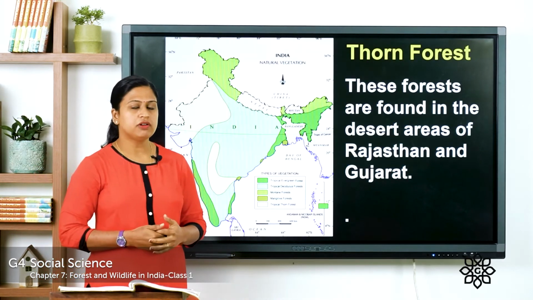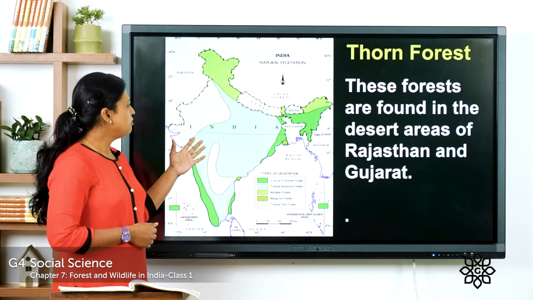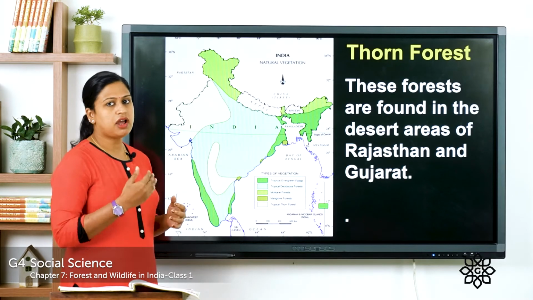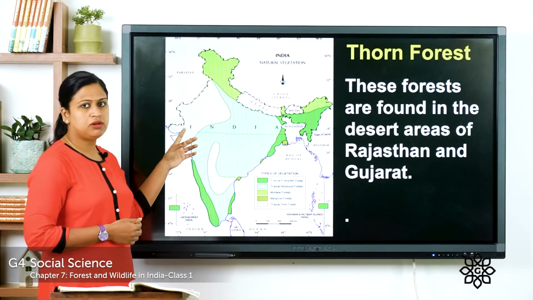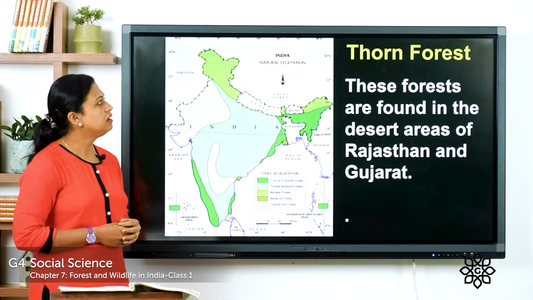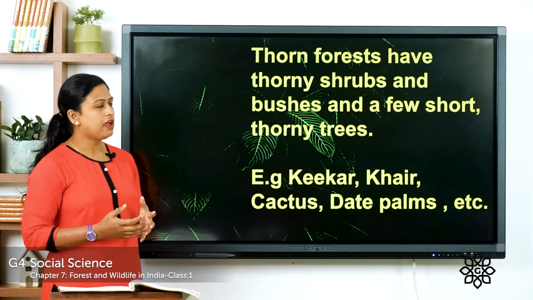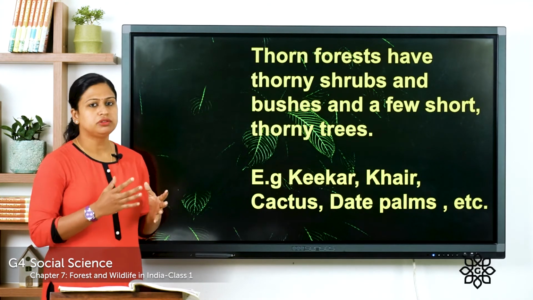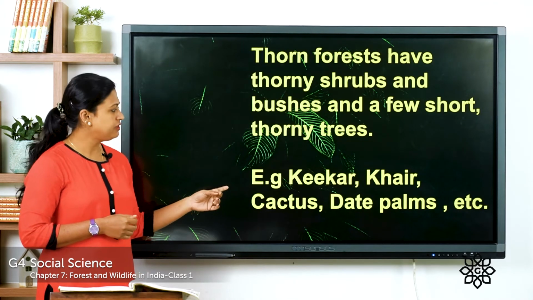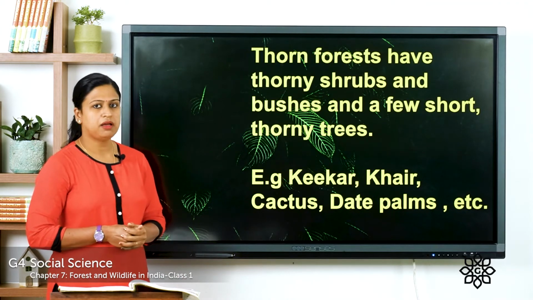The next type of forest is Thorn Forest. It is found in the desert areas of Rajasthan and Gujarat. You can see here the light yellow colored marked area is the Thorn Forest. Thorn Forests have thorny shrubs and bushes and a few short thorny trees. Some of the examples are kikar, khair, cactus, date palm and so on.